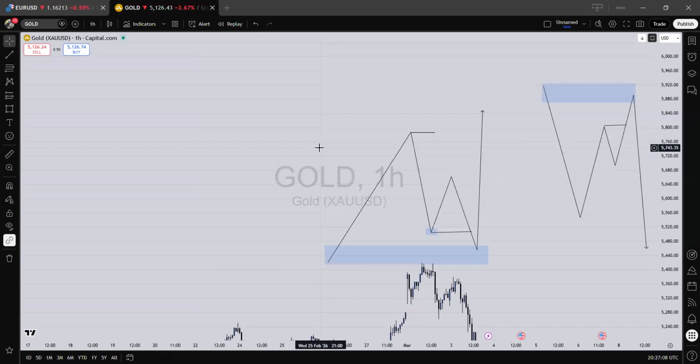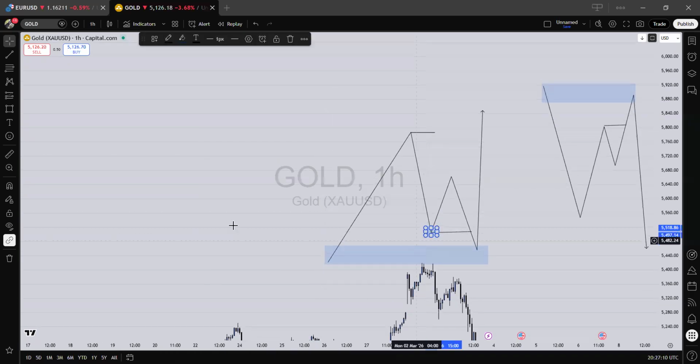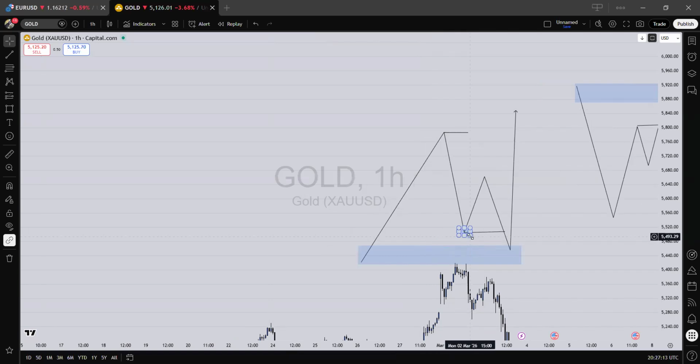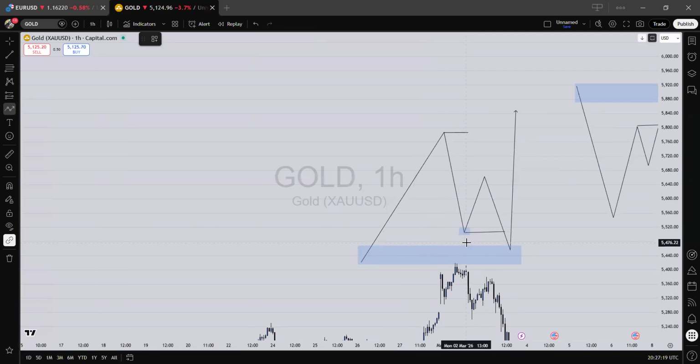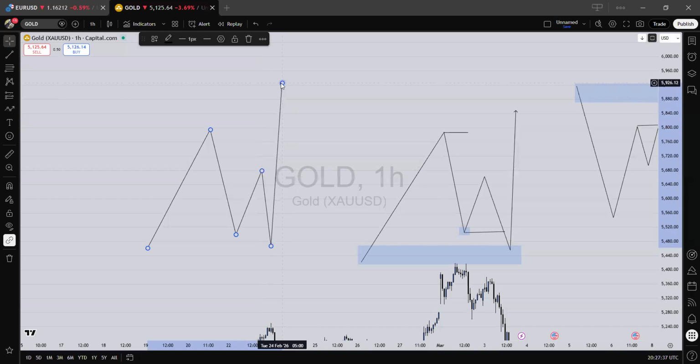Now, you may be wondering, or somebody will definitely ask this question, so let me just answer it. Sometimes price can engineer liquidity inside your POI, not close to your POI. Sometimes price can engineer liquidity inside your POI, like this. All right, something like this now.